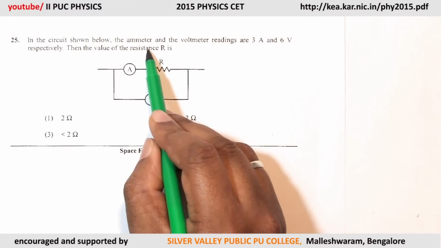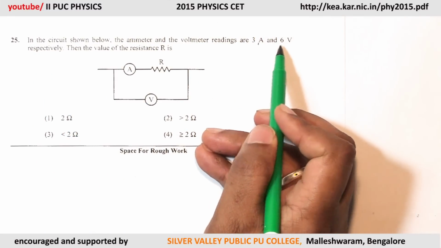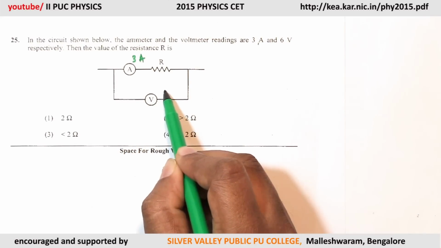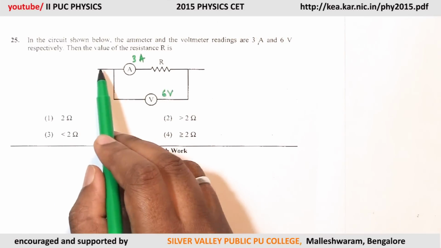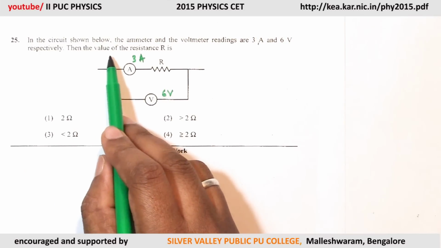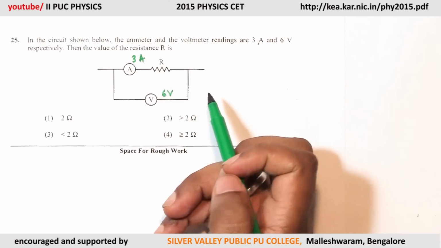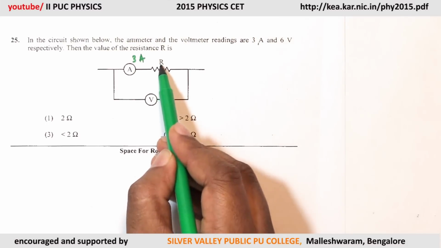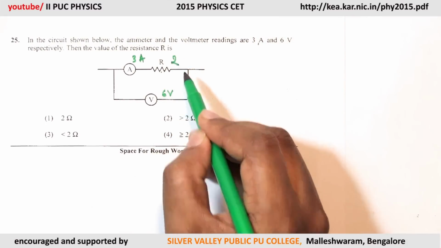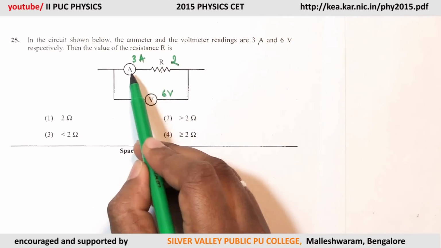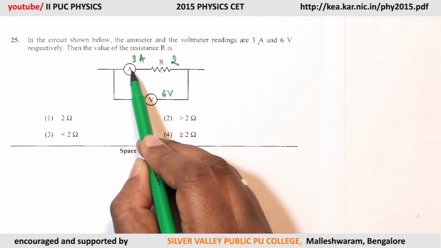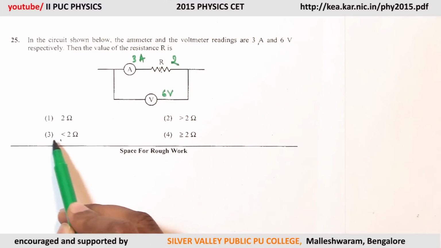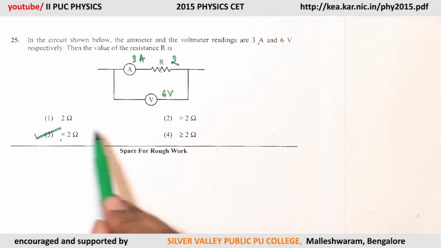In the circuit, ammeter and voltmeter readings are 3 ampere and 6 volt respectively. Then the value of the resistance R. 3 times R should be equal to 6. Therefore, R should be equal to 3. But the ammeter will have some resistance. This resistance plus this resistance should be equal to R. Means R is always less than 2. Less than 2. Look at the options.